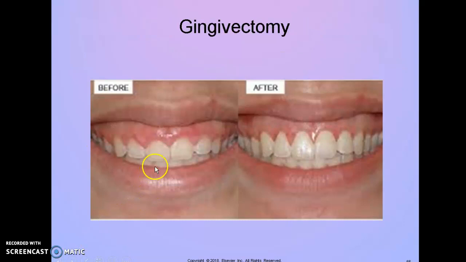Here we have some gingivitis. We can see kind of purplish, puffy gums. The tissue was removed, and here is a nice, very aesthetic result following the procedure.